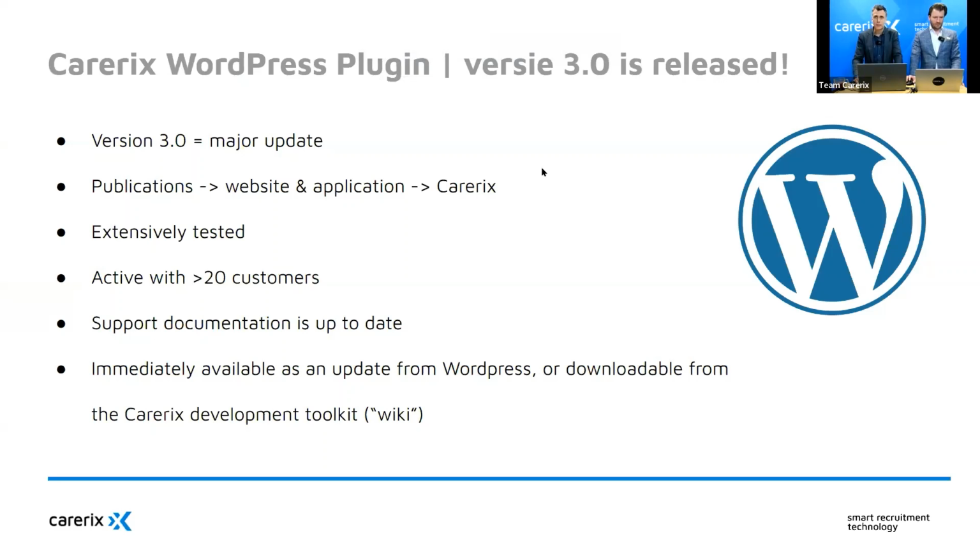So yeah, first topic, it's about the Carerix WordPress plugin. It's our plugin that helps customers using WordPress to connect publications in Carerix with their website and get applications from their website back into Carerix. Last Tuesday, we did a big release, version 3.0, major update, and it's currently available in your WordPress CMS to be updated from there, or you can also download it from our development toolkit, the so-called wiki.